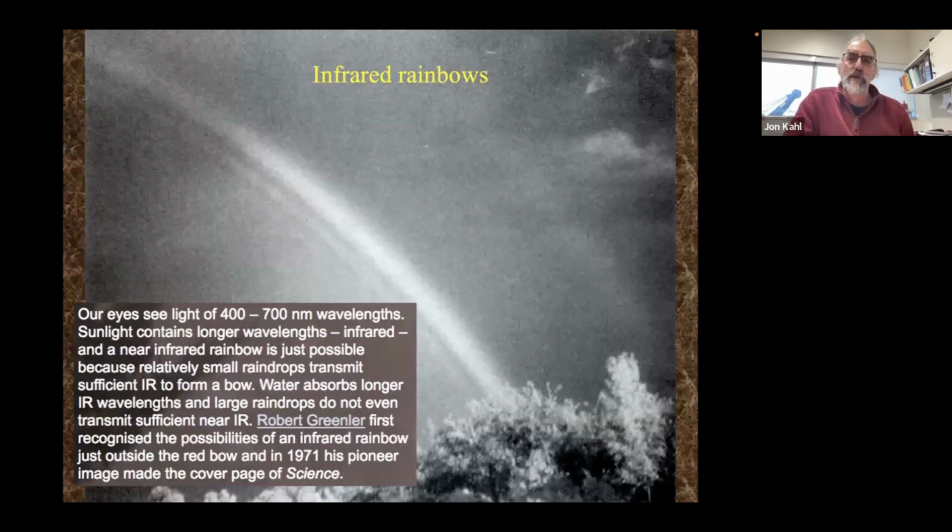The military uses them. They're not that uncommon, really. And he took a picture. He took this picture that you see of an infrared rainbow. It's actually a double rainbow. You see one here, you see another one faintly here. And it was the first time in history that anyone ever observed an infrared rainbow.